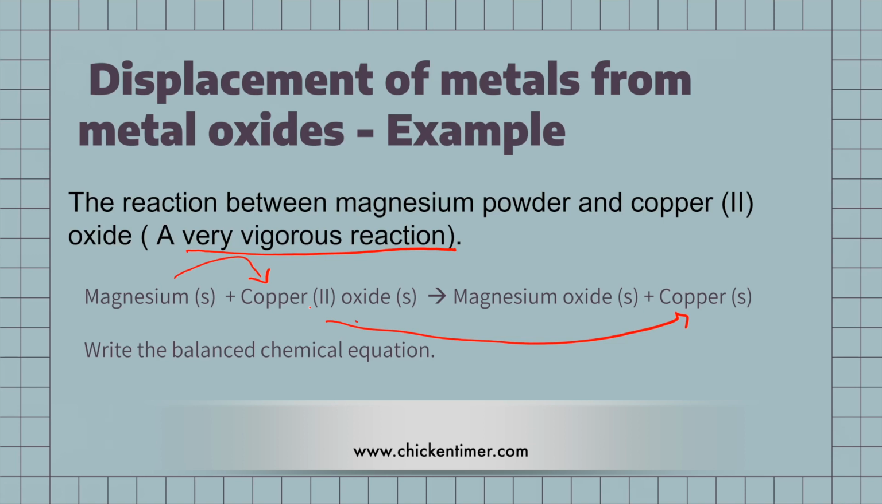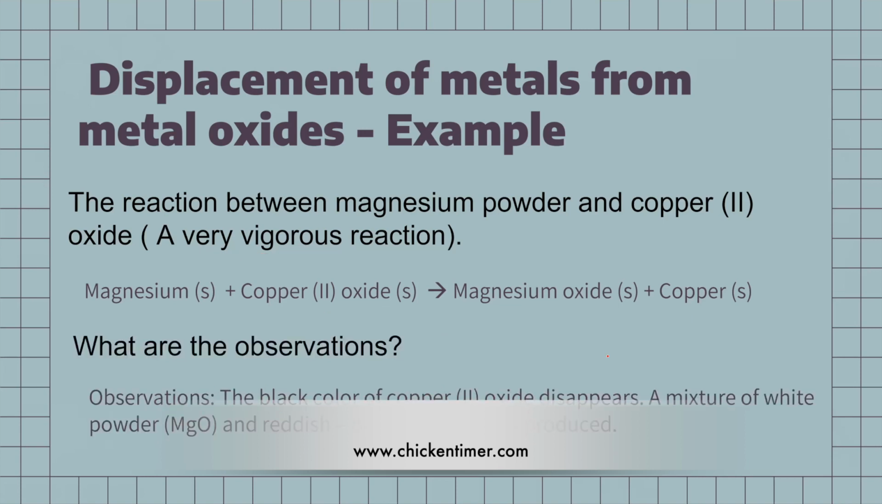So then I say write the balanced equation. What happened is magnesium plus copper 2 oxide gives you magnesium oxide plus copper. Just like that. Balanced or not? Yeah. So then they ask for observation.